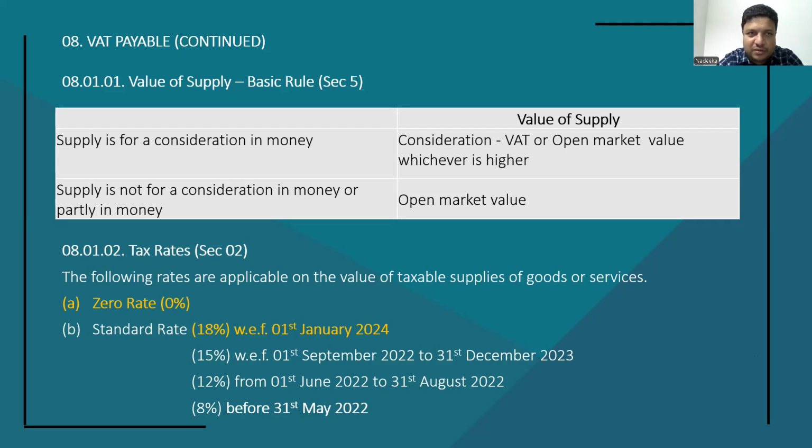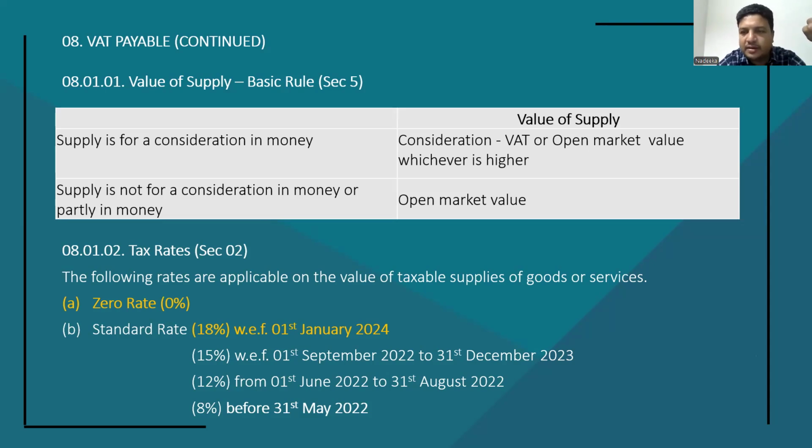So when products and goods are sold at a price which is less than the market value, you have to be careful, because the value of supply is basically based on the concept of market value. Right. Supply is not for a consideration in money or partly in money. There also you have to take the market value. This is how the value of supply is ascertained. Right. Now we are talking about the output VAT. First you have to compute the value of supply, then you apply the relevant rate. So this is how the value of supply is computed.